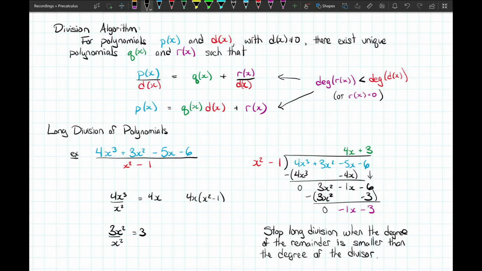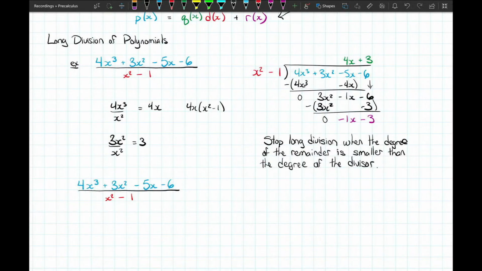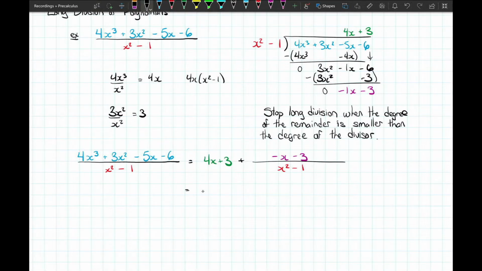Having completed the long division, now let's see how we can rewrite this rational expression. We can write 4x cubed plus 3x squared minus 5x minus 6, all divided by x squared minus 1, as being the quotient 4x plus 3 plus our remainder, negative x minus 3, all divided by the divisor, x squared minus 1. And you can see that this new fraction is a lot simpler than the original. It may also be worthwhile to take that negative sign and move it out front.